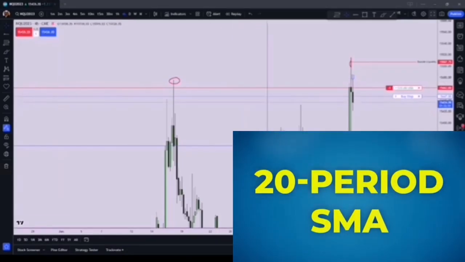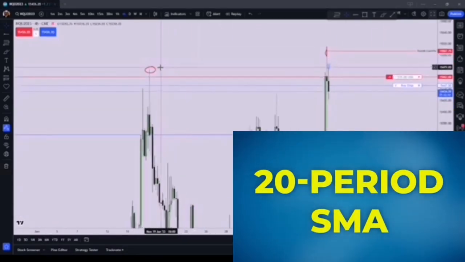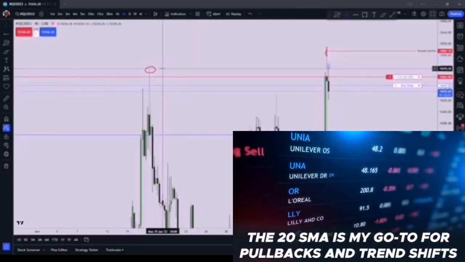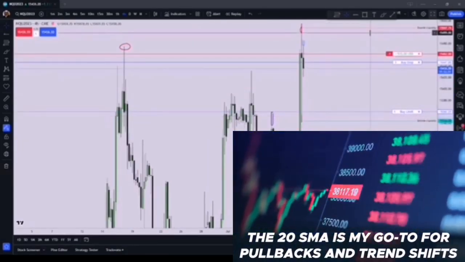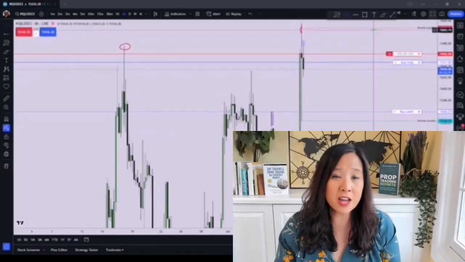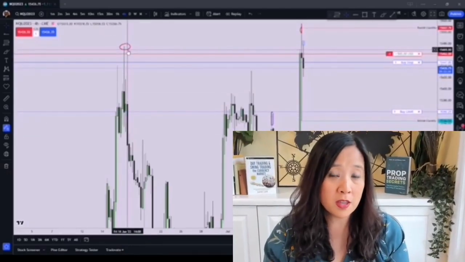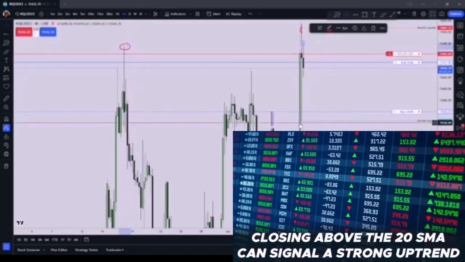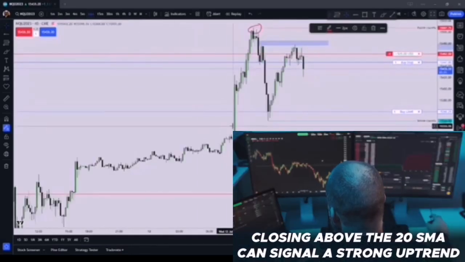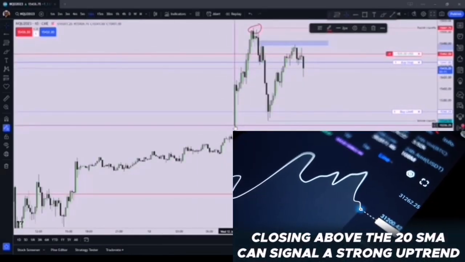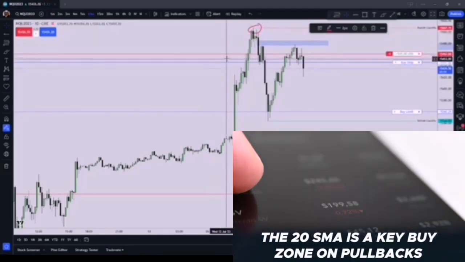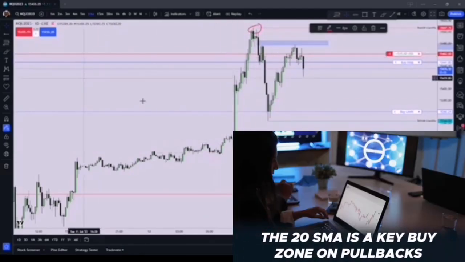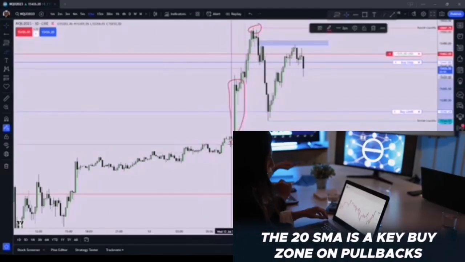Now, I personally prefer the 20 SMA. It's my secret weapon for spotting pullbacks and trend shifts. It's smoother than the 10-period SMA, which gives me more confidence that a trend change is legitimate. If the price closes above and holds the 20-period SMA, it could be an early signal of a strong uptrend. At the same time, this level also serves as a high probability buy zone when price actually pulls back and finds support at the 20 SMA.